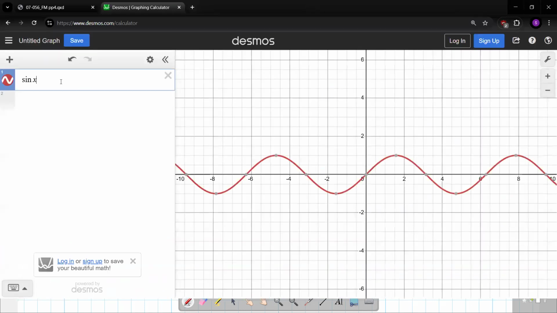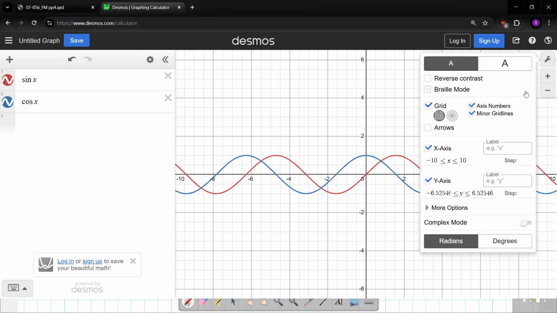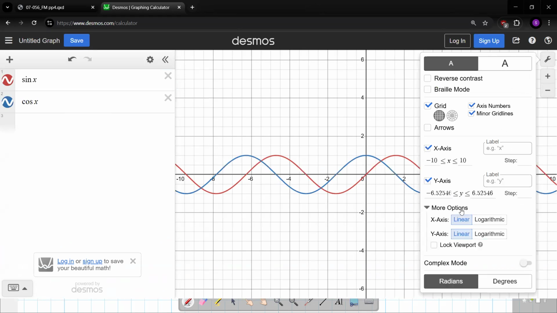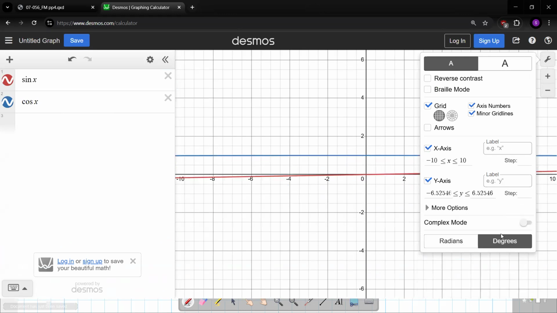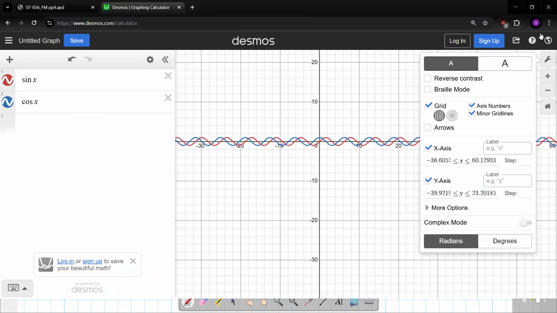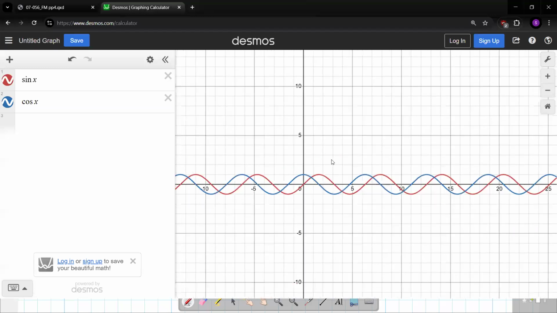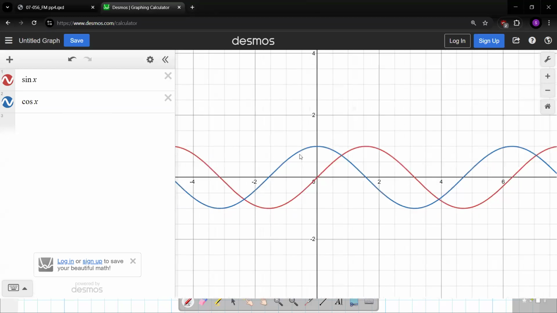So sine x, cosine x. The issue with this right now is that it does radians, right? There we go. Degrees. We want degrees. That's fine. This is just to see the pattern. So now the blue one is the cosine, the red one is the sine. So now what do we do to the blue one to get the red one?